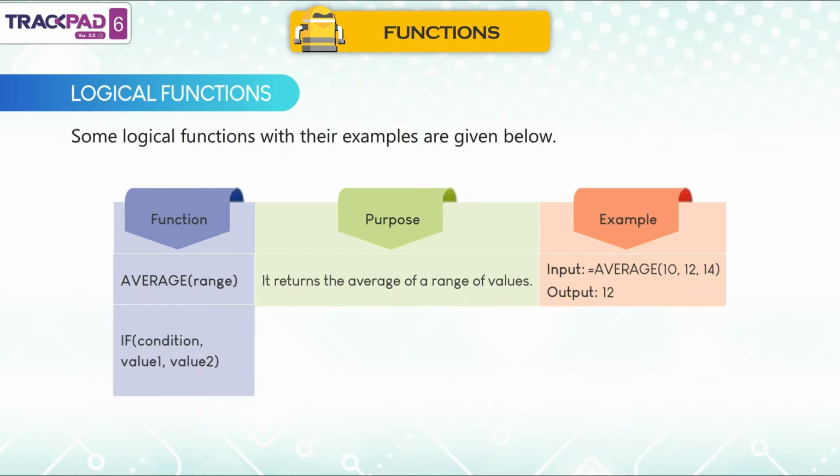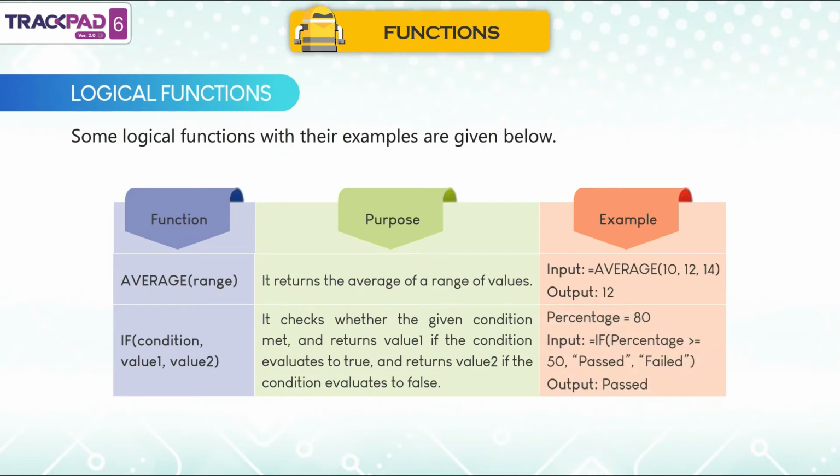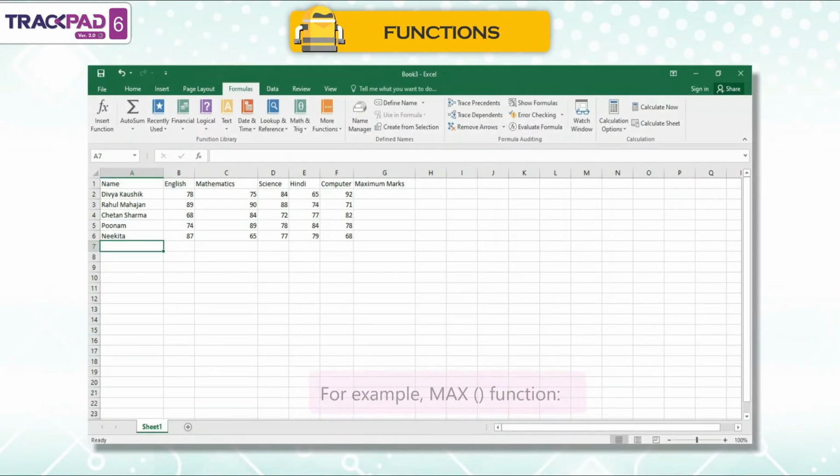IF(condition, value1, value2) checks whether the given condition is met and returns value1 if the condition evaluates to true and returns value2 if the condition evaluates to false. Percentage = 80. Input: =IF(percentage>=50,"passed","failed"). Output: passed. For example, the MAX function.